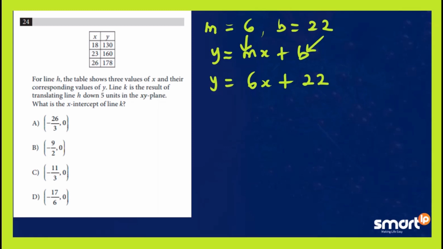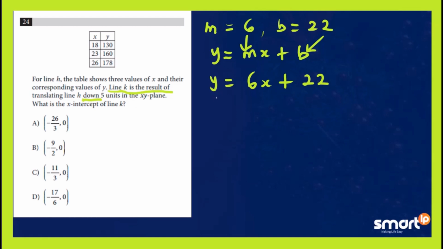Okay, so the next thing we're going to do, if you look at the question here, line K is the result of translating line H down 5 units. So let's try to interpret that. It simply means that if we need to get the equation of line K, all we need to do is remove 5 units. Anytime you get the word down, it means you're removing 5. But if it is up, you're adding 5. So because we have down here, we'll remove 5.